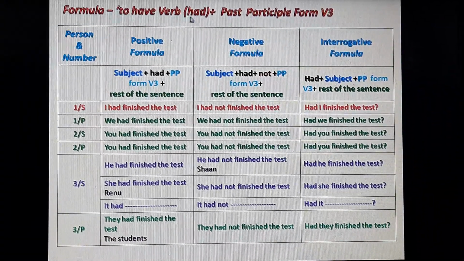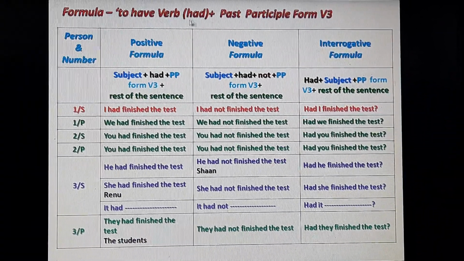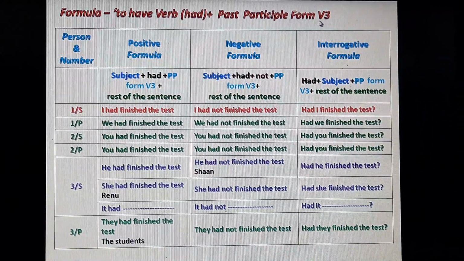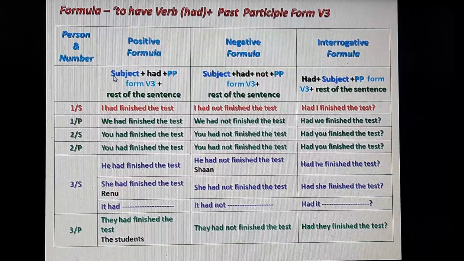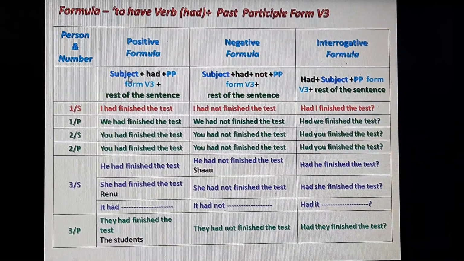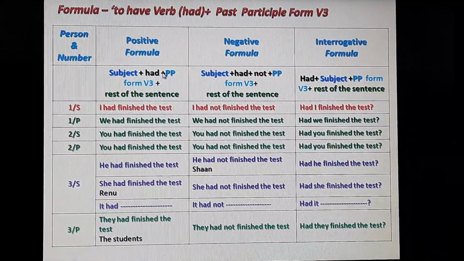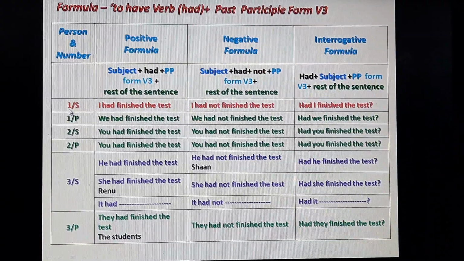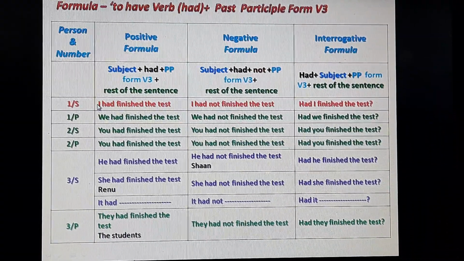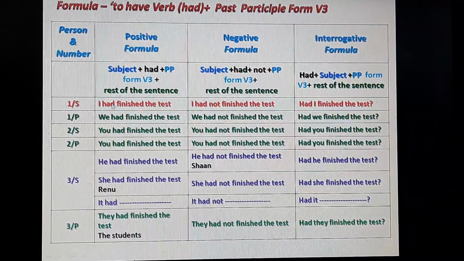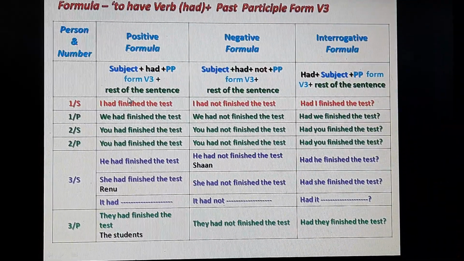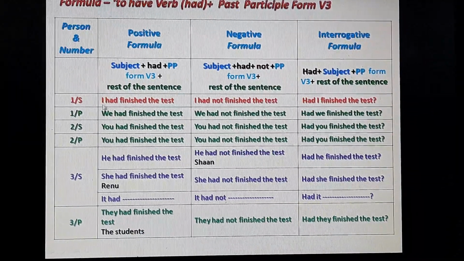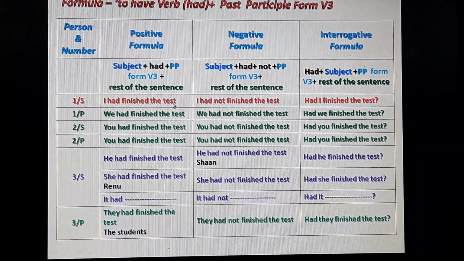Now let's see how to put it in sentences. You have to use the past tense of the verb to have, that is had, plus the past participle form of the verb. So in the positive the formula is subject plus had plus past participle form plus the rest of the sentence. So in the first person singular it is I, subject, had, finished is the past participle of the verb finish, plus the rest of the sentence. So I had finished the test.